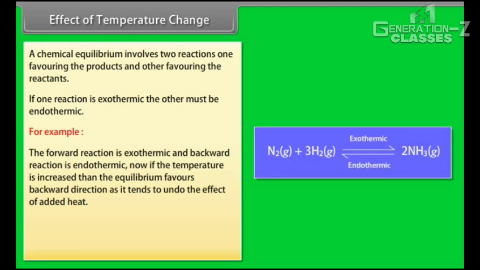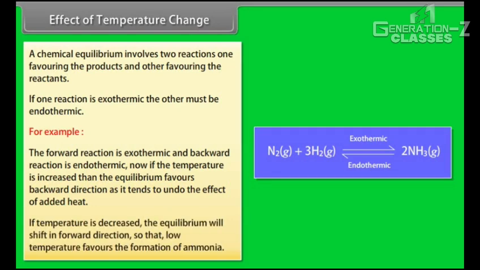Now, if the temperature is increased, then the equilibrium favors backward direction as it tends to undo the effect of added heat. If temperature is decreased, the equilibrium will shift in forward direction. So, low temperature favors the formation of ammonia.